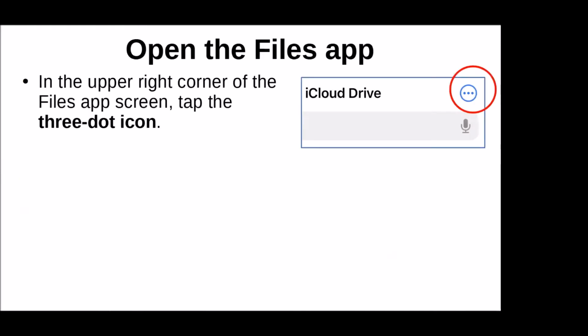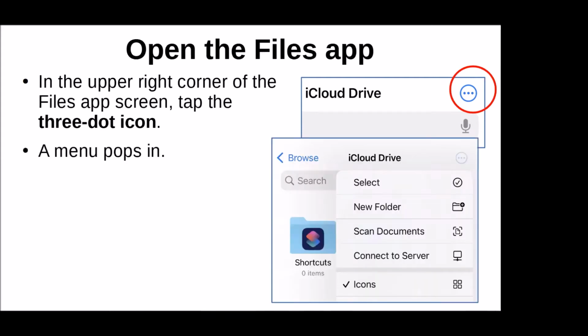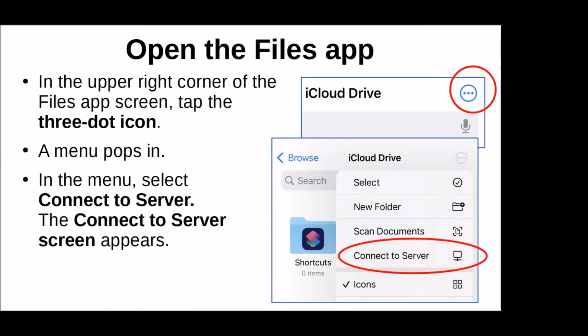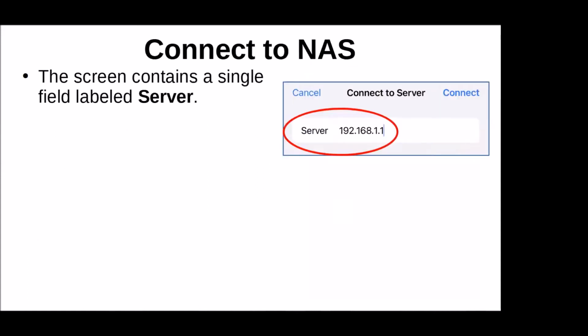Okay, so for the rest of you with the current iOS, open the Files app, and in the upper right corner of the Files app screen, tap the three-dot icon, which I circled here. Since it's three horizontal dots, we sometimes call that the ellipsis. A menu pops in, and it looks like this, and you'll notice that it has several choices in it. What we're going to do is choose the choice called Connect to Server. I circled it, and when you do that, there's a screen that pops in, and it looks like this.